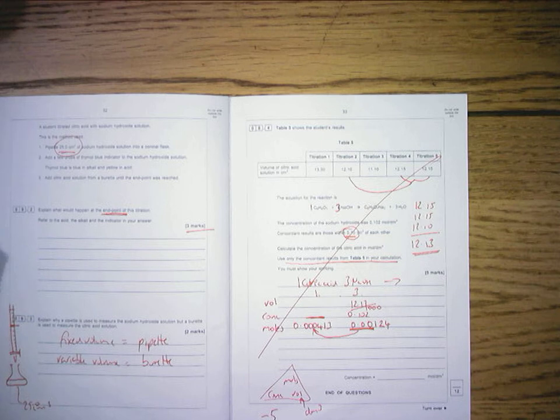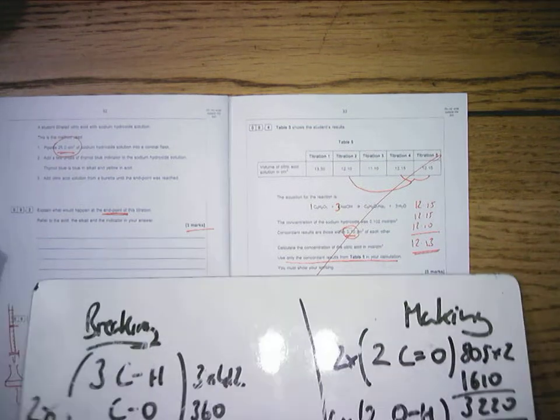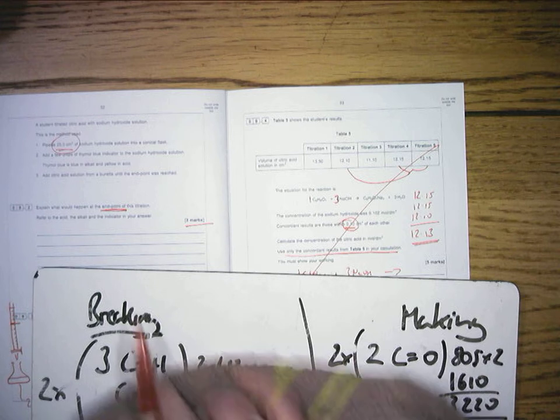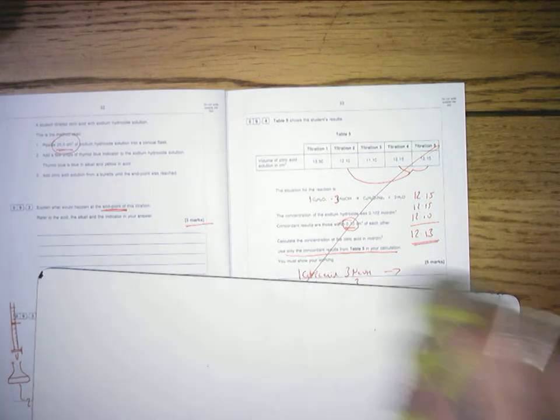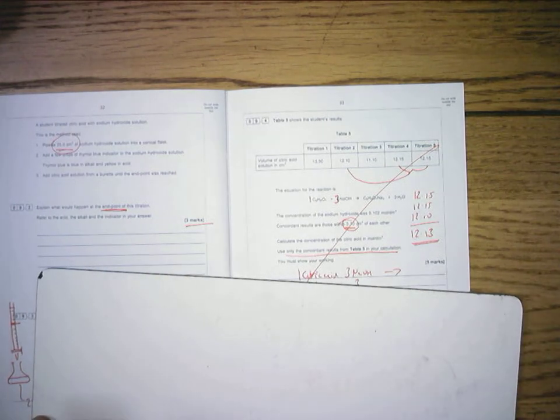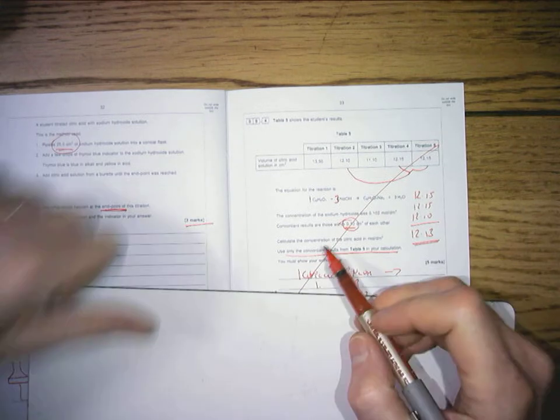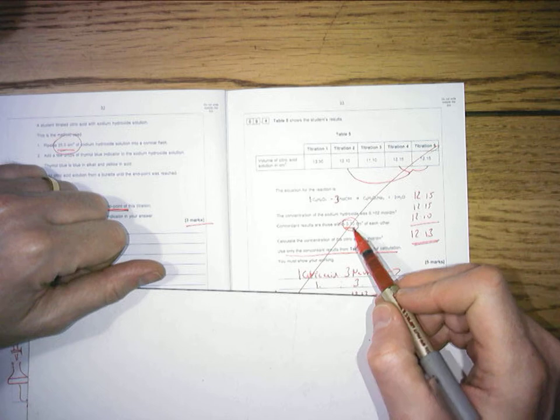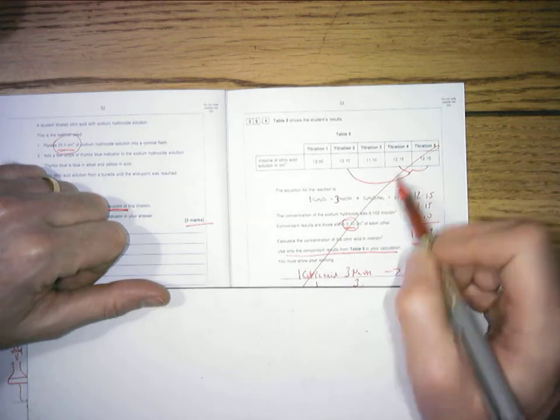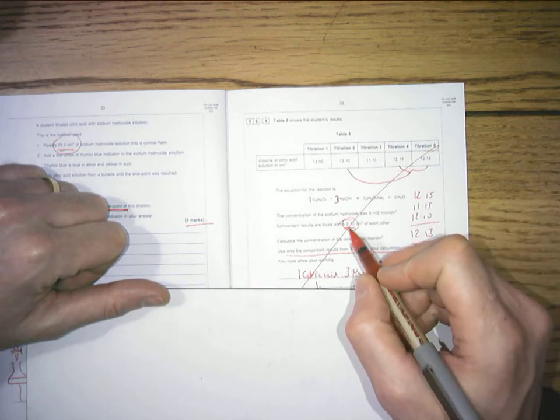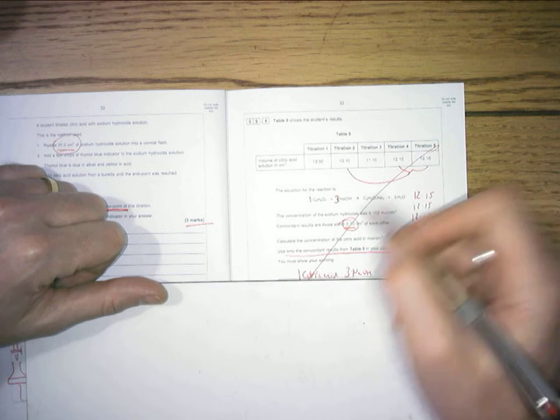Of course you must. Right, so first of all, concordant results. Well, concordant results mean that they're similar enough to form a mean. And we've been told that our tolerance here is 0.10 cm cubed. So our results that we're going to form our mean with need to be within 0.10 cm cubed of each other. So let's look at them.